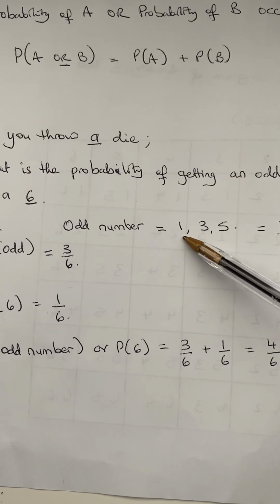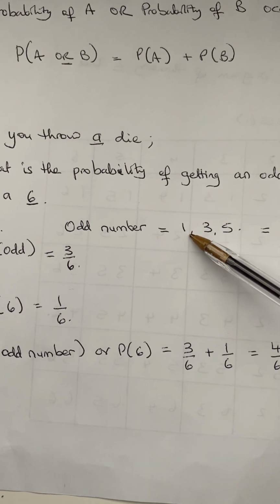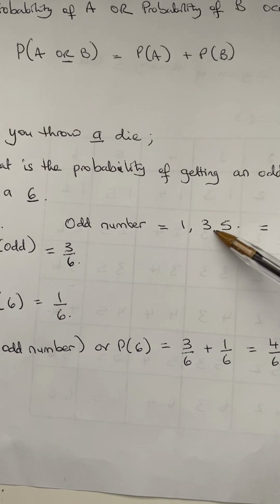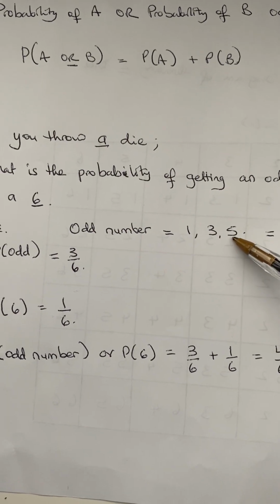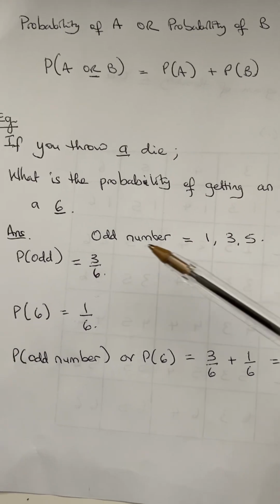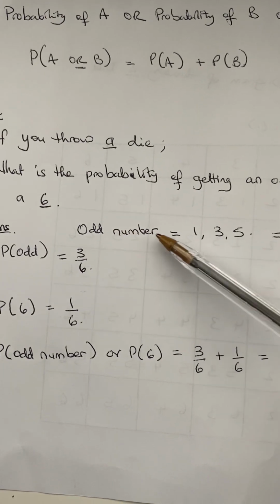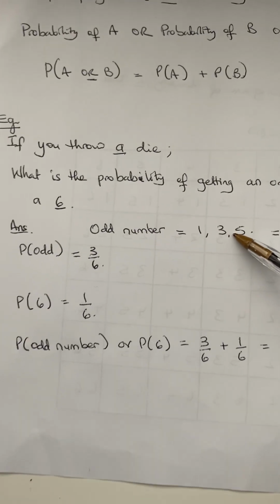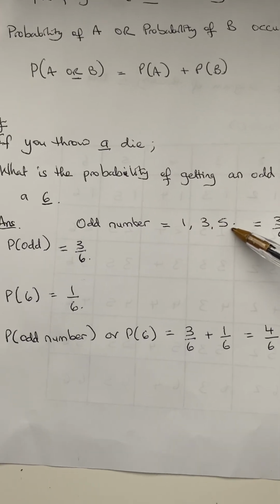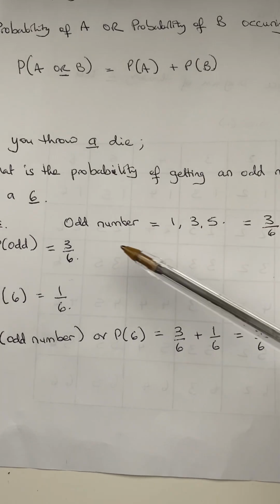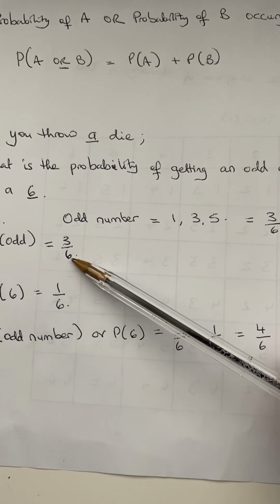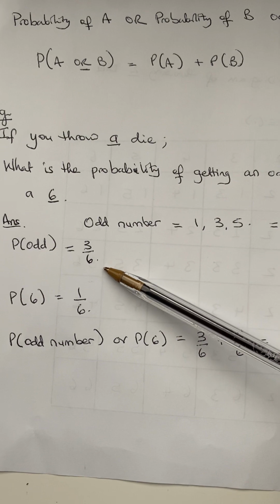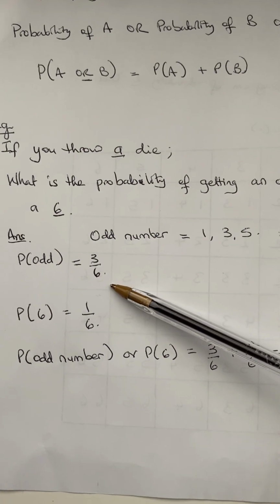So if you throw a die, you can get a 1, but you can't get all these 3 happening at the same time. But the probability of an odd number occurring, because you have 3 odd numbers on the die, is 3 out of a total outcome of 6. I hope it makes sense.